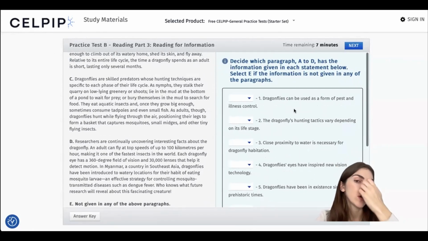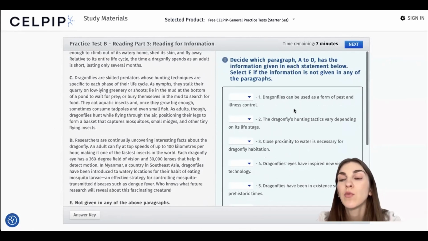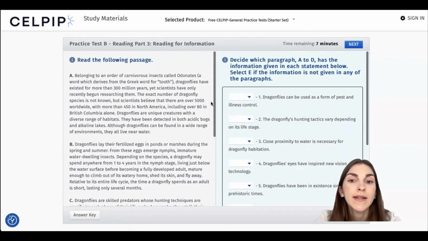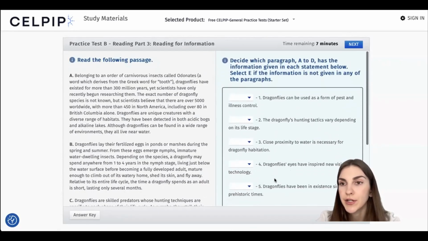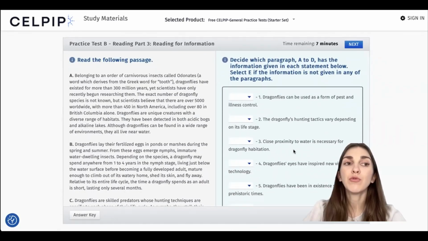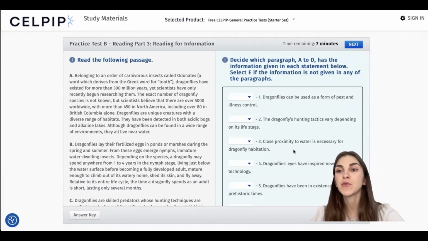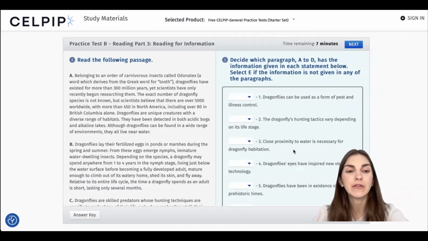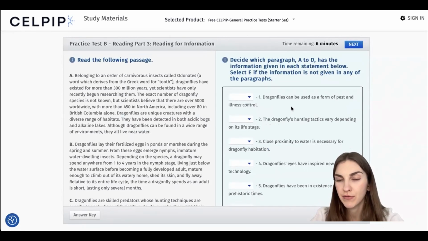What I want you to do at the beginning is read through the sentences and try to predict what synonyms will be used, how this information will be paraphrased in the text. So let's read through them.